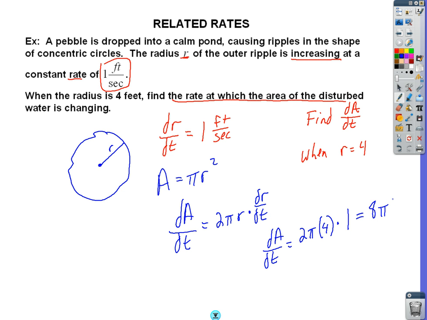Yay! Not done. 8 pi what? Area. It's in feet. The area means it's going to be feet squared. How fast? Per second. Wow. Okay, which is almost 24 feet squared per second, which is large. Actually more than that. All right, we'll be going to the next one.